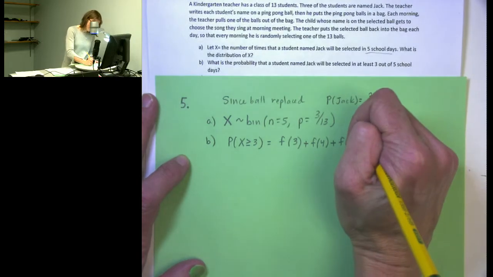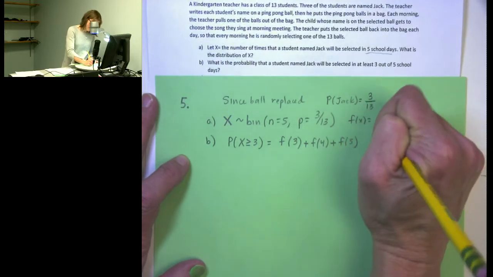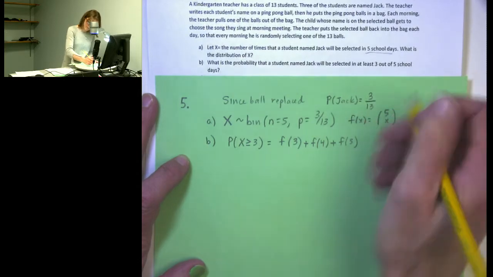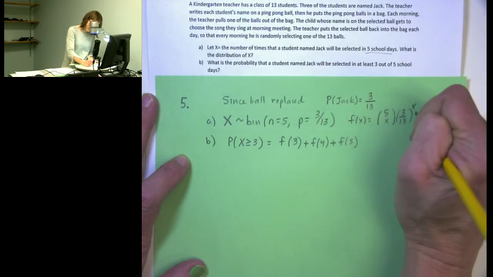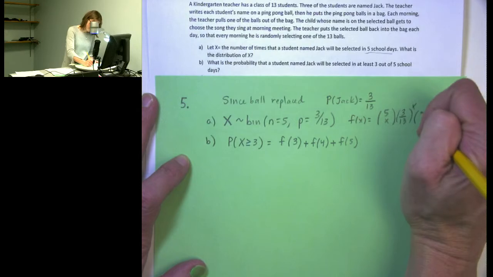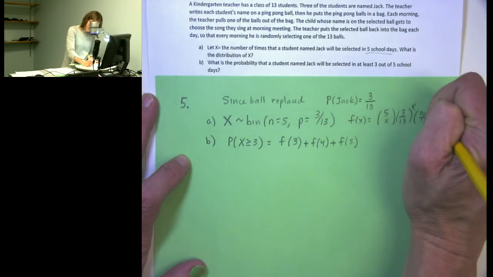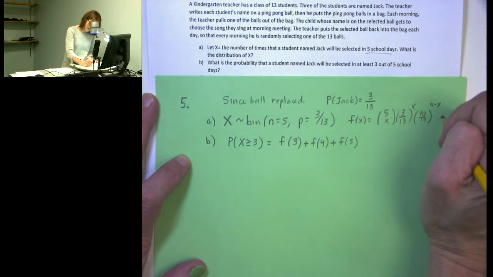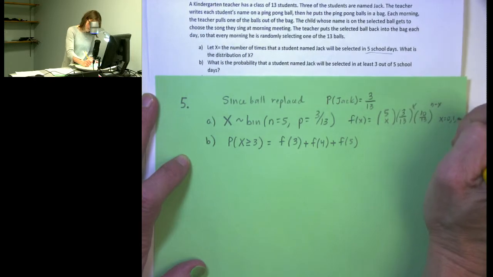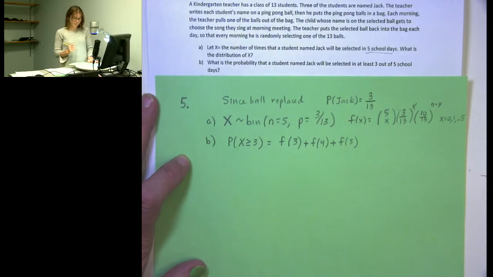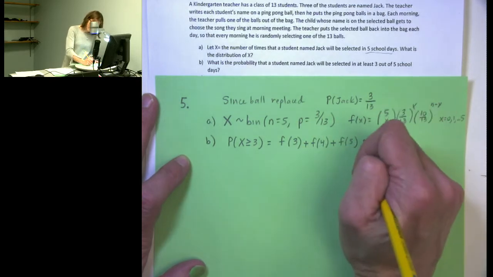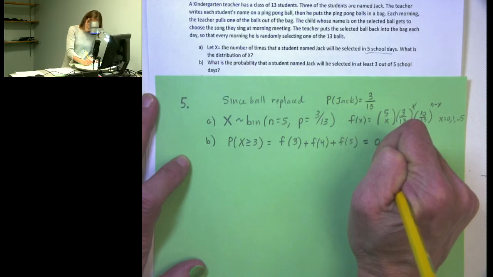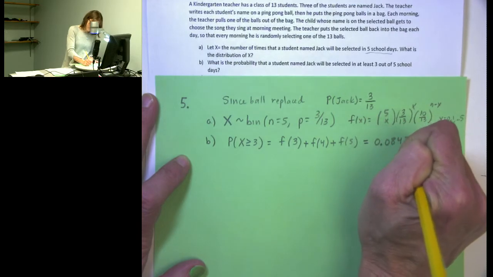Remember my probability mass function, f of x, is going to be 5 choose x, times 3 over 13 to the x power, times 1 minus p, so 10 over 13, to the n minus x power, and that x can take values from 0 to 5. So I can substitute in here for x equals 3, 4, and 5, add them together, and I'm going to come out with 0.0843.